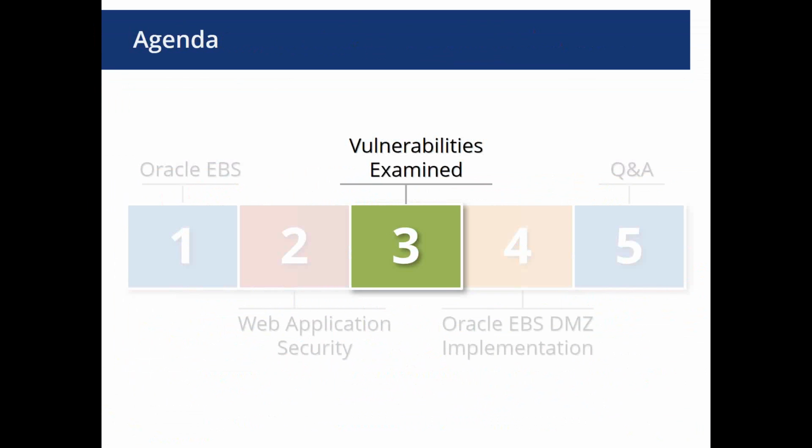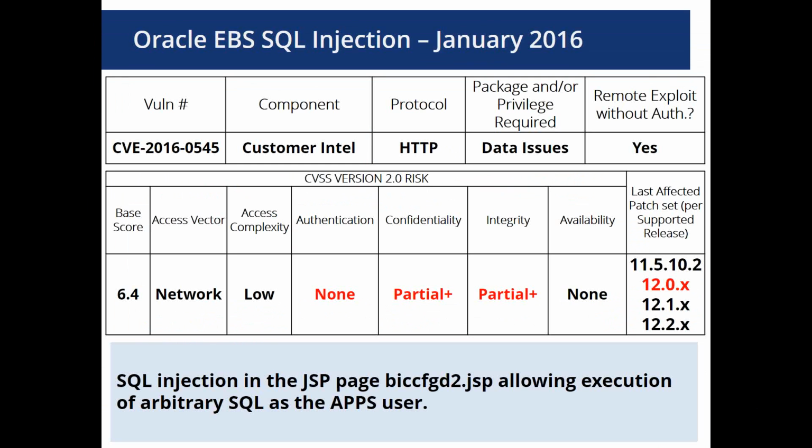So that's a little bit of background. That's talking about why these vulnerabilities are bad, why they may be in your environment. So let's actually examine a couple of vulnerabilities now. I'll pick some vulnerabilities from the January 2016 CPU. Again, there were 70 different vulnerabilities patched as part of the January 2016 CPU. Again, this is a very large CPU.